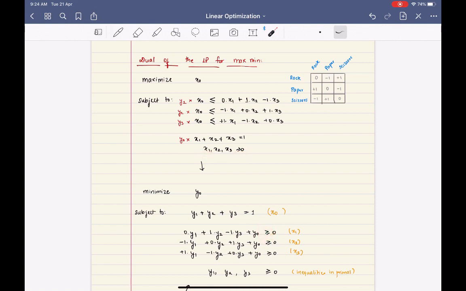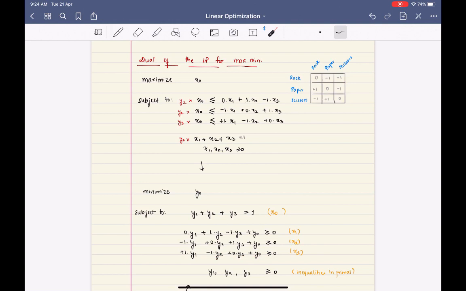So you remember the dual, when we did Ax less than or equal to b, x bigger than or equal to 0, you had correspondingly A transpose y bigger than or equal to c and y bigger than or equal to 0. So here you will have a bigger than or equal to. Similarly, you write the coefficient of x2, that will be minus 1 y1 plus 0 y2 plus 1 y3 plus y0 bigger than or equal to 0.